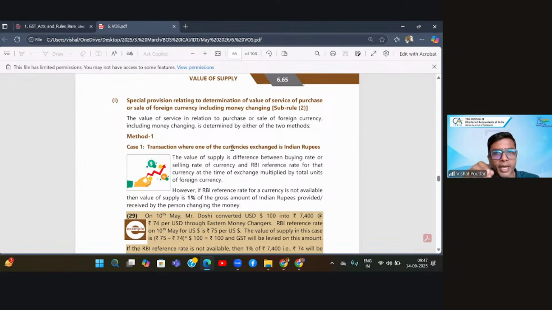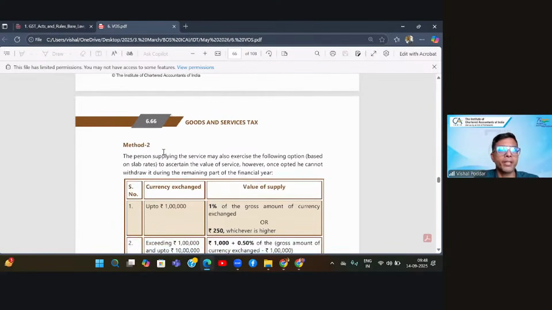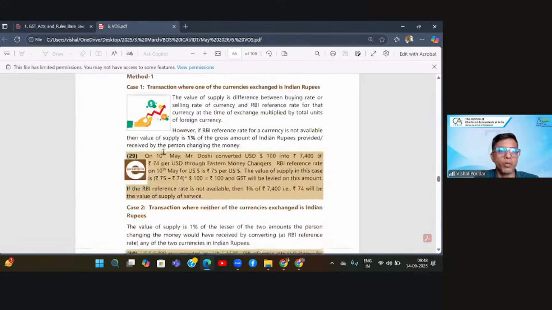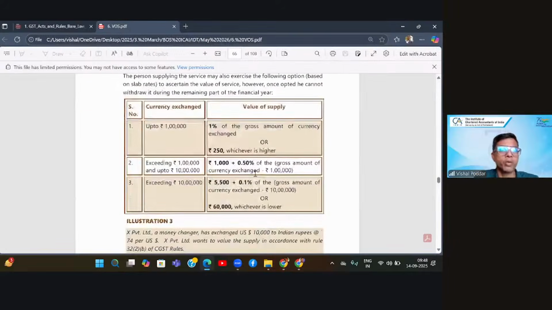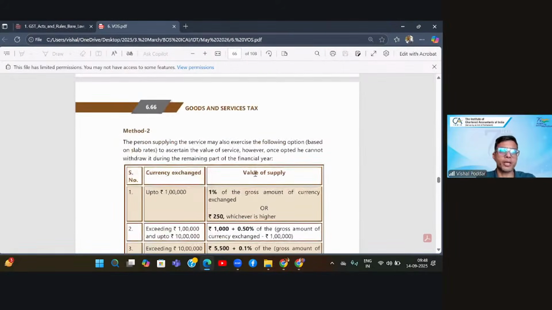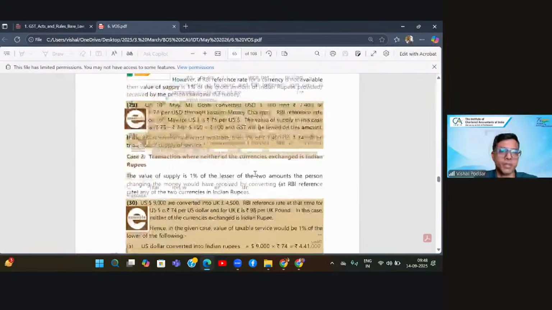So where there is any such thing, how the valuation has to be determined, how these banks or money changers will be valuing their service, the service of change of currency, that is what is provided. Here, as you can see, there are 2 options given. There is method 1 and there is method 2. Method 1 is giving one straightforward answer. Method 2 is giving a slab-wise answer. Again, the supplier has a choice of following one of these methods.